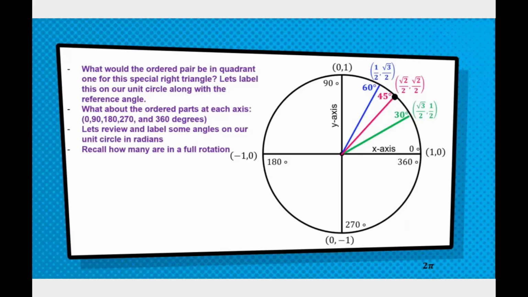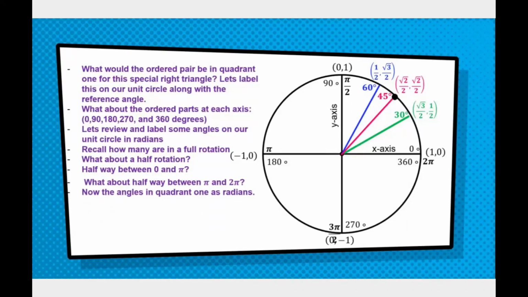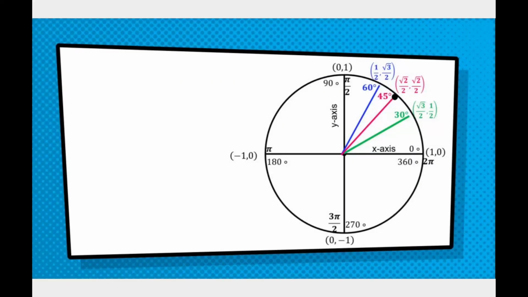Recall how many radians are in a full rotation, and we said that was 2 pi. So half of that would be pi. And this should be labeled on our big unit circle that we're gluing in our notes. Halfway between 0 and pi would be pi over 2. We talked about this last semester. And then halfway between pi and 2 pi would be 3 pi over 2. And so now we have something that looks like this. Your unit circle should look something like this.